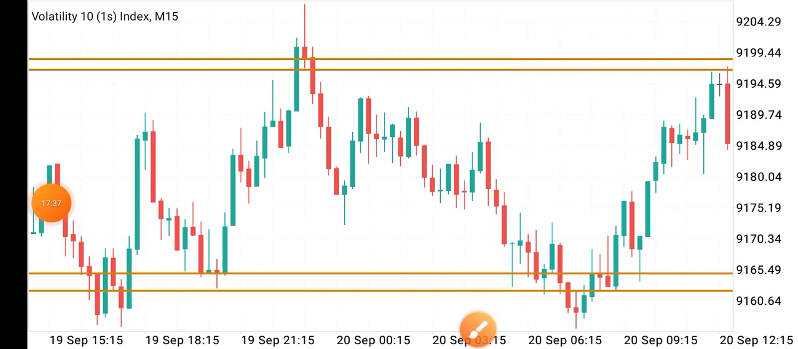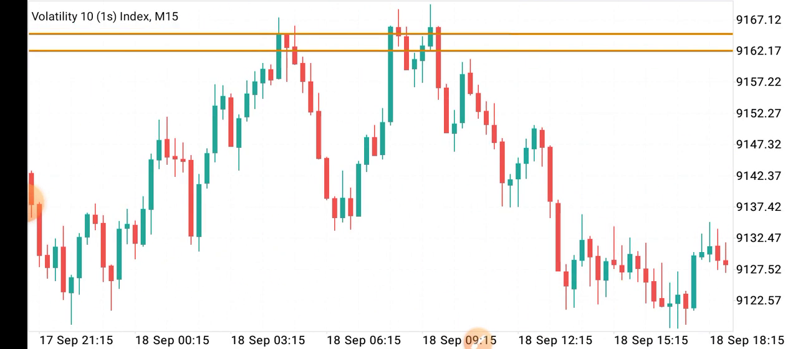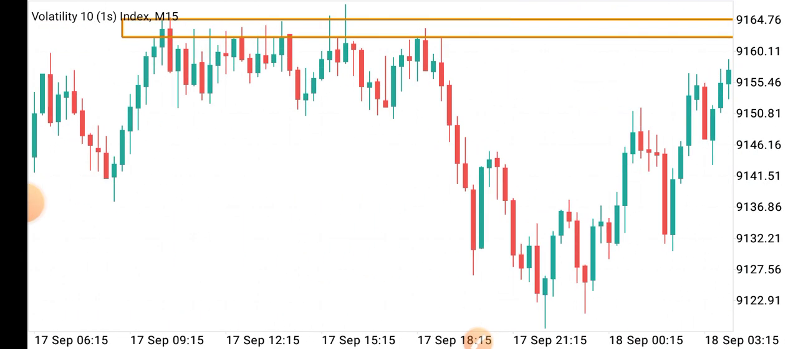I want you to just practice these things I've told you. First of all, be able to mark out the resistance and support zones. After marking out the resistance and support zones, then you try to identify those candlestick patterns, the bearish engulfing and the bullish engulfing. After identifying those patterns, just look at what happened. Check what happened in the market after those patterns were formed.